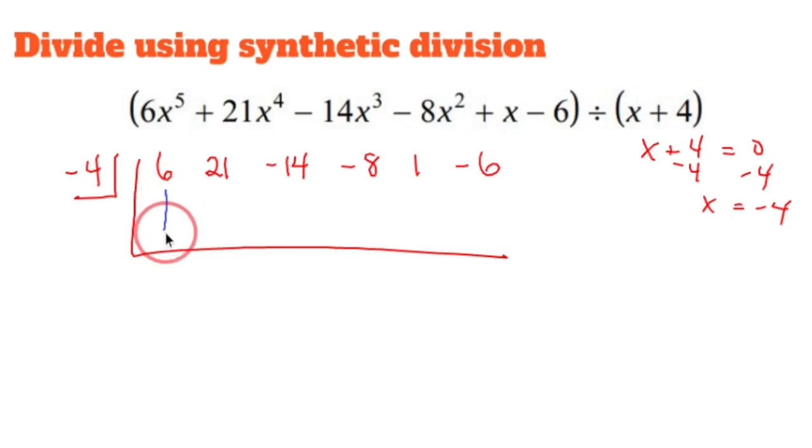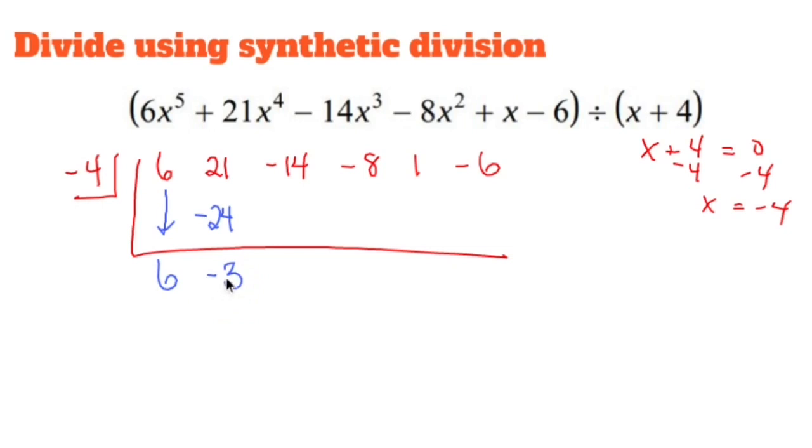Step number 1 is always drop down the first coefficient below the line. Then you take that number and multiply it to the root. So 6 times -4 is -24. Write it underneath the next coefficient. Take these two numbers, add them up. 21 plus -24 is -3.